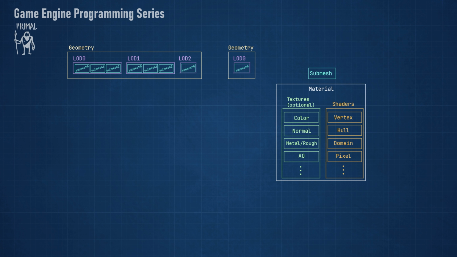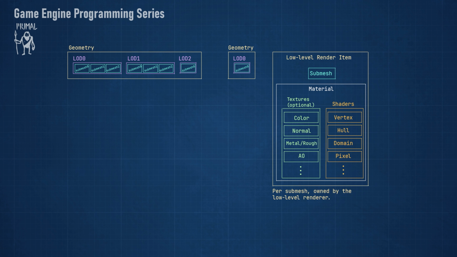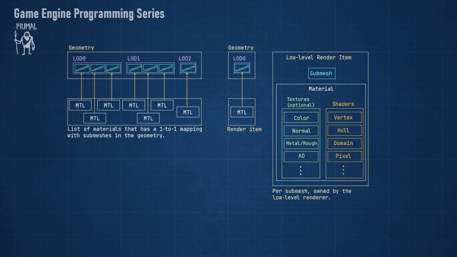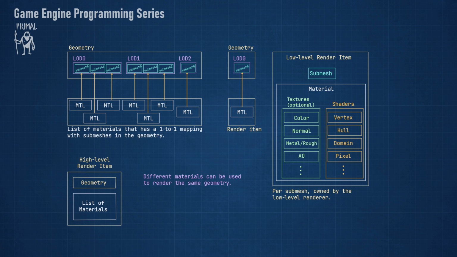In Primal Engine, we refer to this combination of a submesh and a material as a render item. At a low level, one submesh is used with one material, and the job of the low-level renderer is to take a list of such render items and render it as quickly as possible. At a higher level, we can associate a list of materials with the list of submeshes in a geometry hierarchy. This is the high-level render item. We can define multiple render items that use the same geometry with a different list of materials.